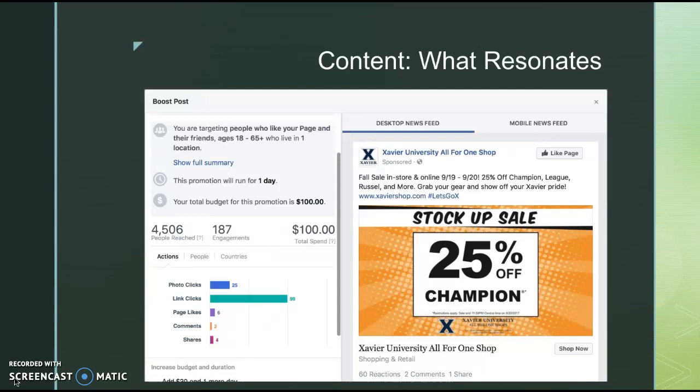So if you're spending, like you see here on a flash sale, you're looking at $100 spent. It reached 4,586 people. 187 of them were engaged. 25 clicked on the photos. 99 clicked on the link. 6 liked it. 2 commented. 4 shared. So how do you really find out if you got a return on an investment of that $100? Well, that's where you have to really dive deep into the analytics and see that click-through rate.